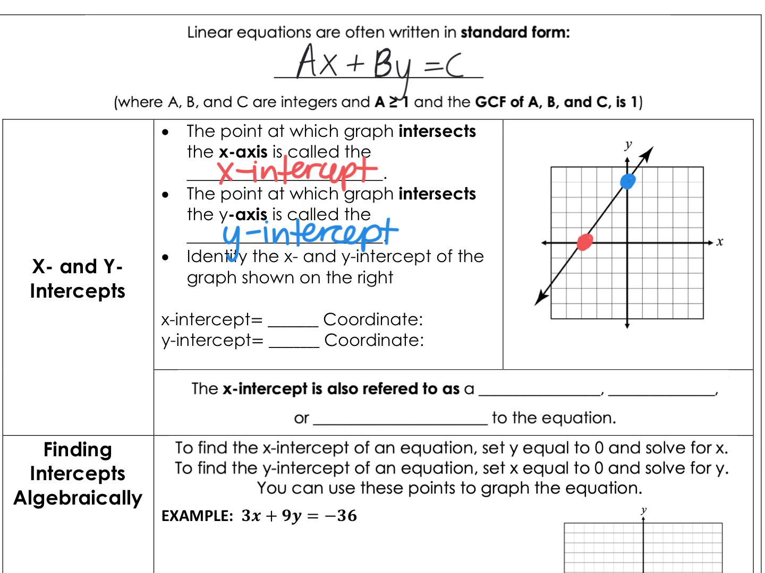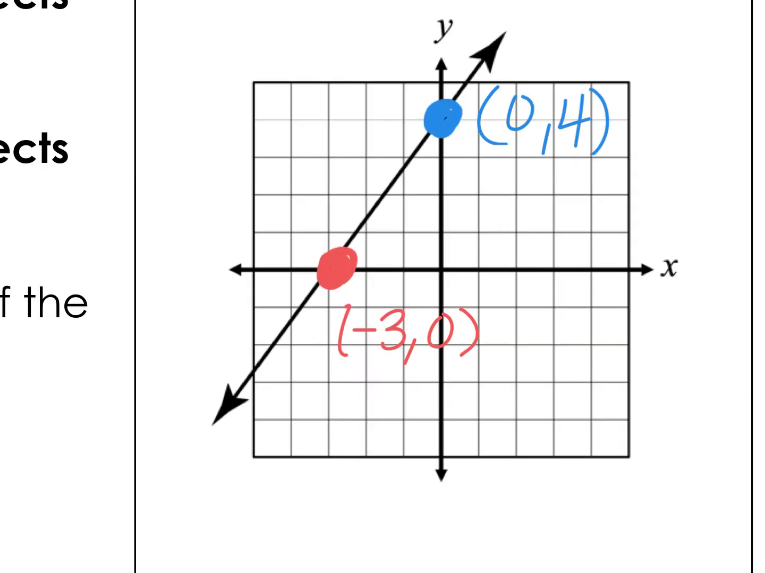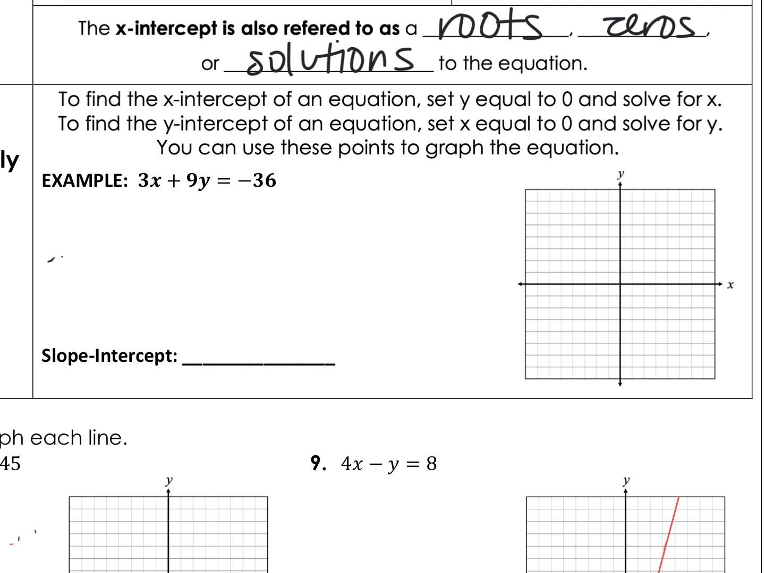Okay, the x-intercept is also referred to as the roots, zeros, or solutions. And we will use these words all year long. Here is (-3, 0) and (0, 4). And so that is how you solve, by plugging in zeros for the other variable, okay? And this one isn't even great because I think it goes off the graph.